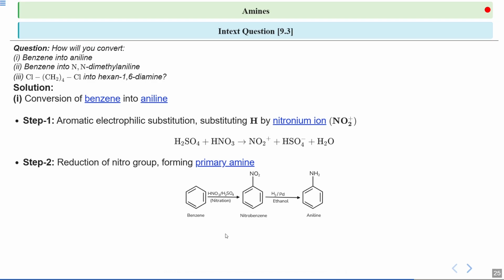Then the next step is reduction of this nitro group. The NO2 group is reduced to a primary amine using hydrogen gas in the presence of a catalyst. Here we have used palladium. So you will see reduction of this nitro group into an NH2 group, and this is a primary amine, which is aniline. So we have seen the conversion of benzene into aniline.